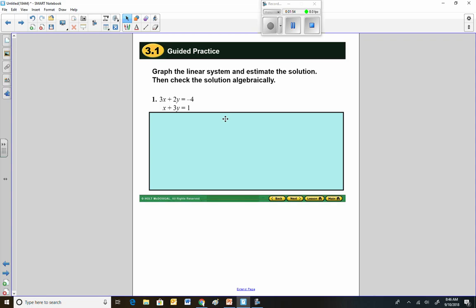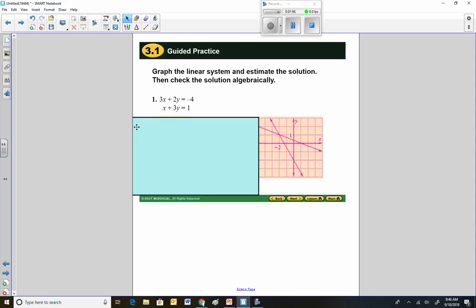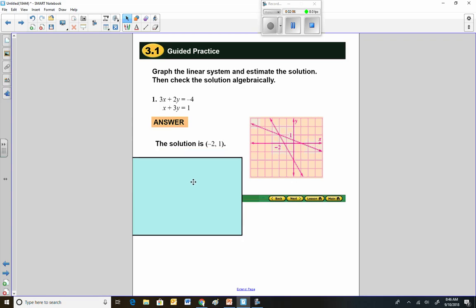Welcome back. Let's see. If I graph these two, they look like this, and they intersect at -2, 1. Now, if I plug -2, 1 into both of these equations, it will turn out true, so the answer is -2, 1.